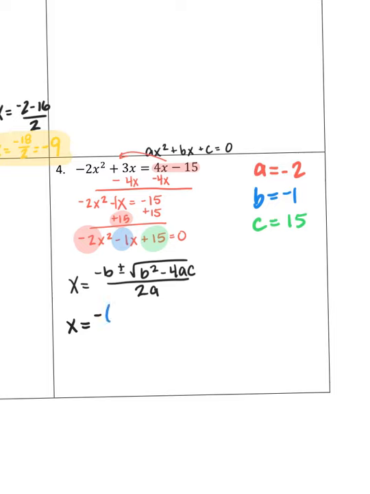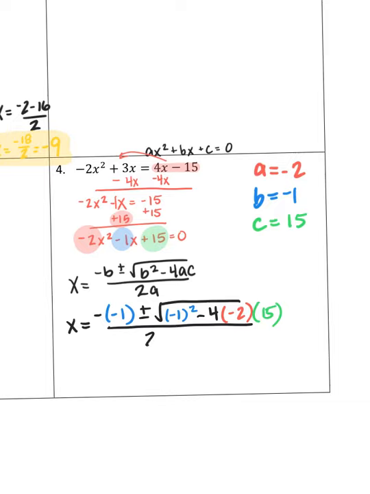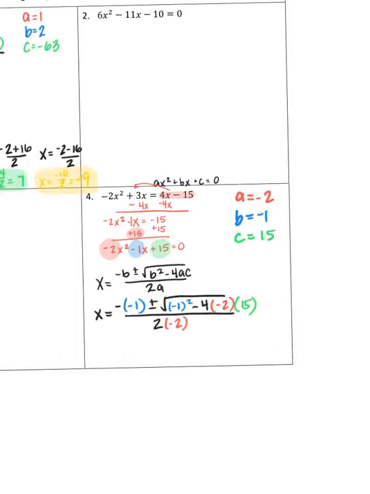So let's plug our information in, and we get x equals -b. Remember, b is already negative here, so we have -1 plus or minus the square root of b squared. So we get -1 squared minus 4 times -2 times 15 all over 2 times -2. Okay, so all I did was plug in the information that I was given.